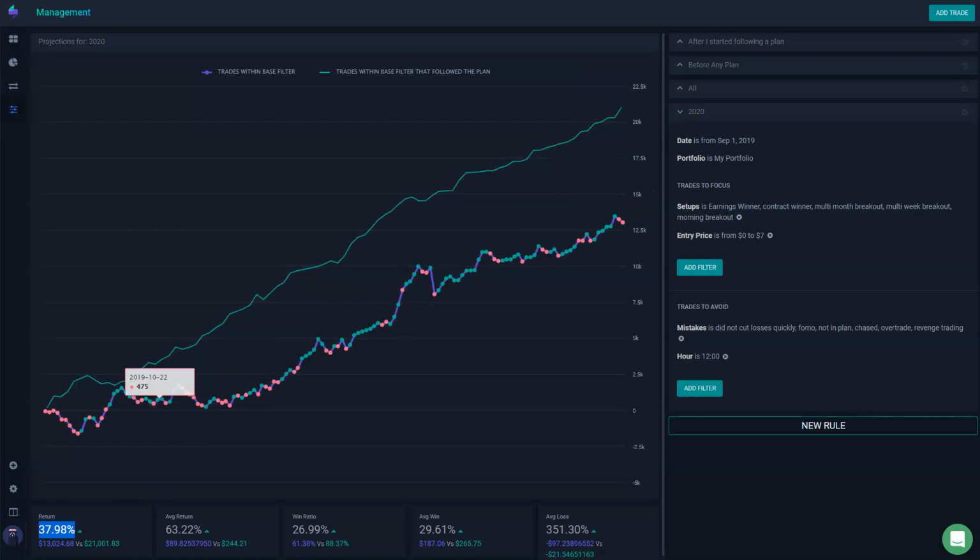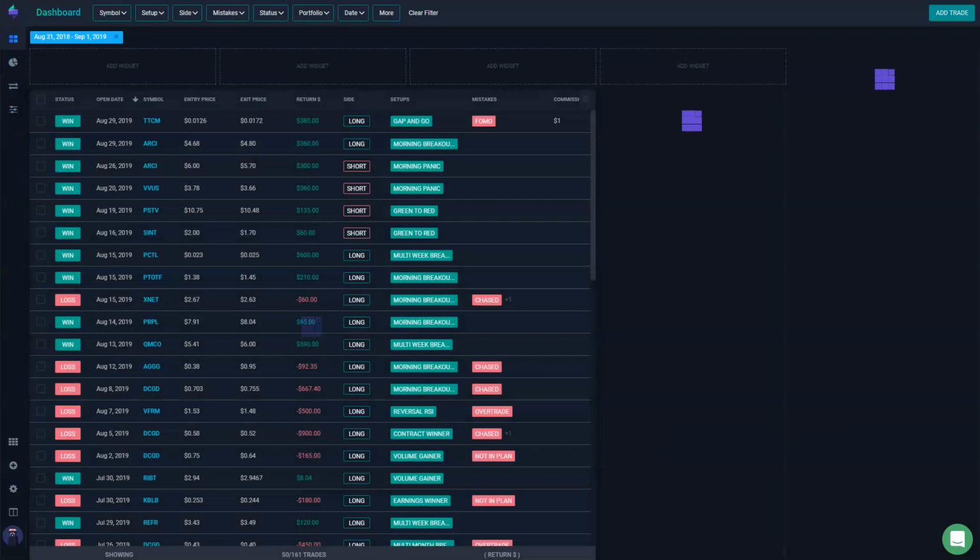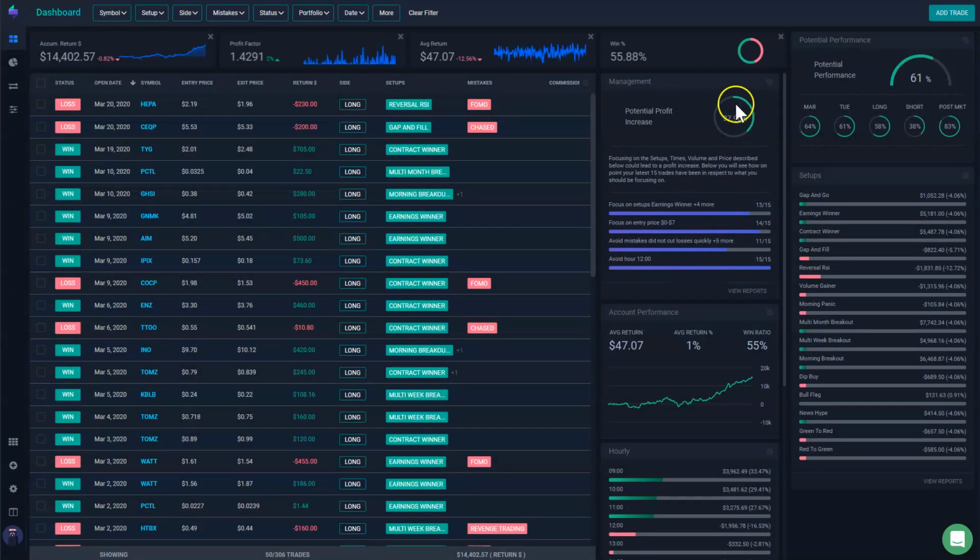Okay? Now, to better help you manage this, we have created a widget here on the dashboard that you can use as a guide. Here, I can see that I have a potential profit increase of 37%. Again, this means that if I follow my rules based on my past experience, I could potentially increase my profit 37%. And below, I can see how I am doing.